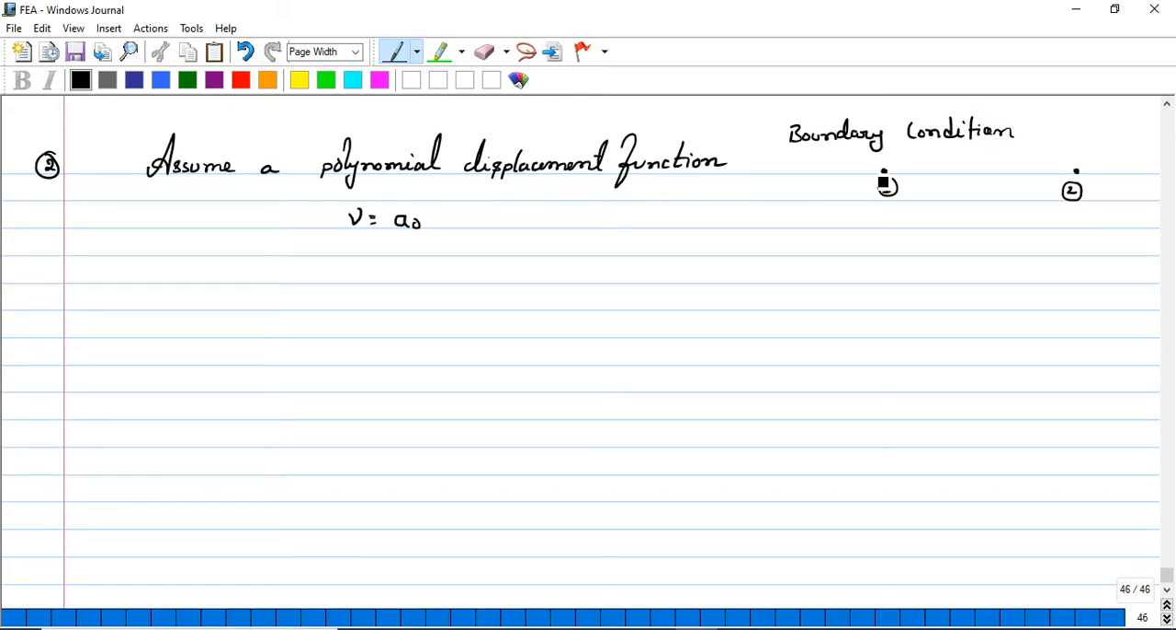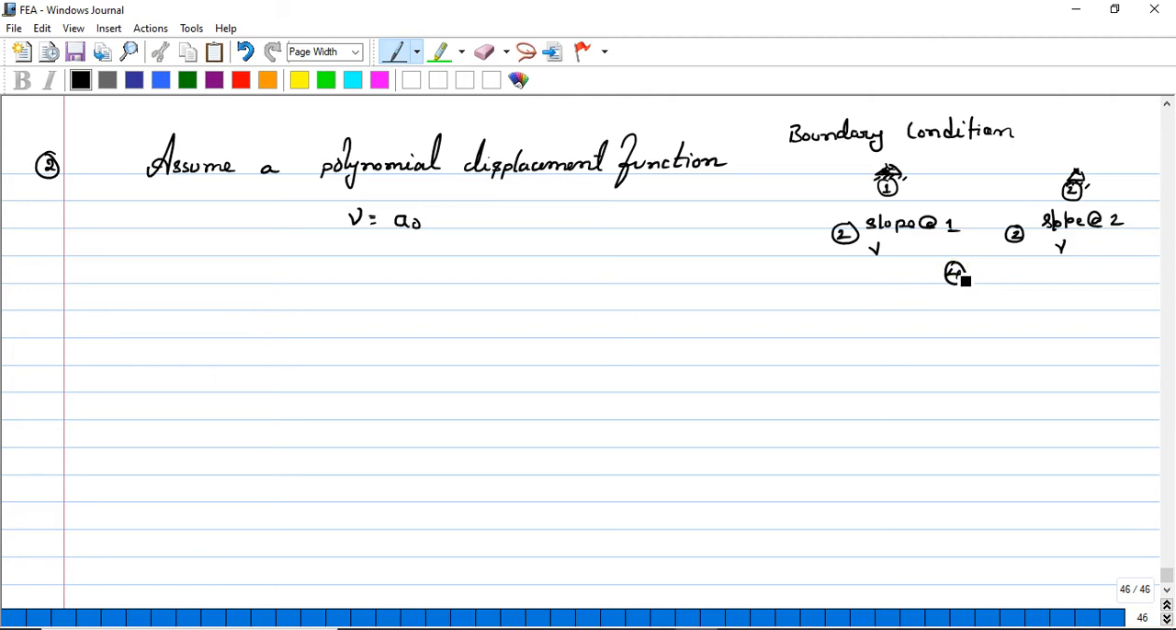Okay, we know that these two nodes are fixed. So what is the displacement at node 1? We have slope as well as vertical displacement. Again slope at node 2, and the same vertical displacement, slope at node 1, vertical displacement. So in total, here 2, here 2, total 4 displacements.